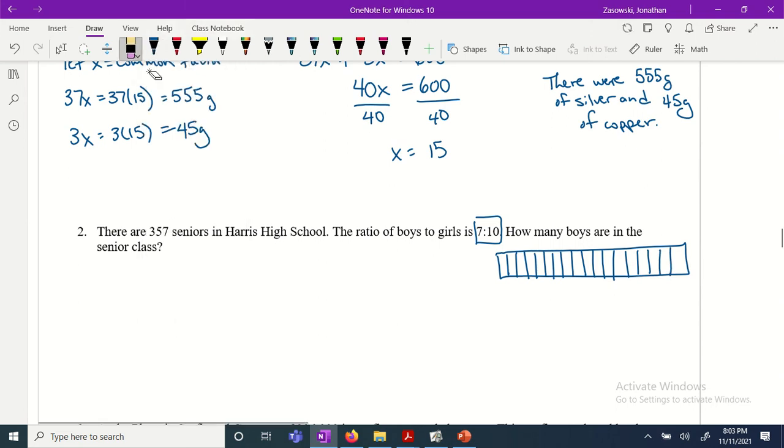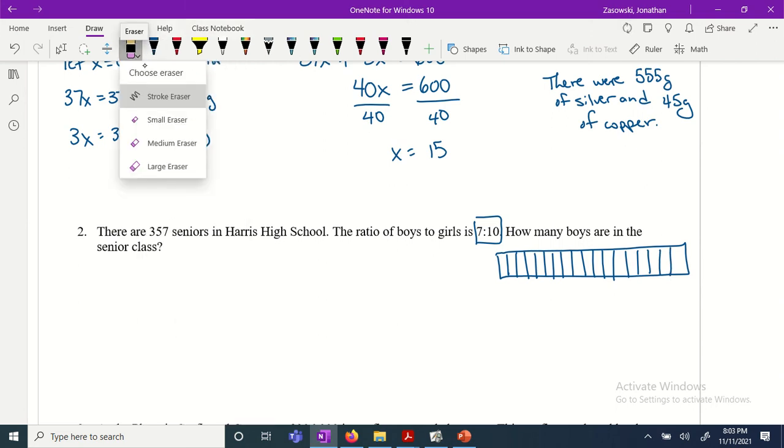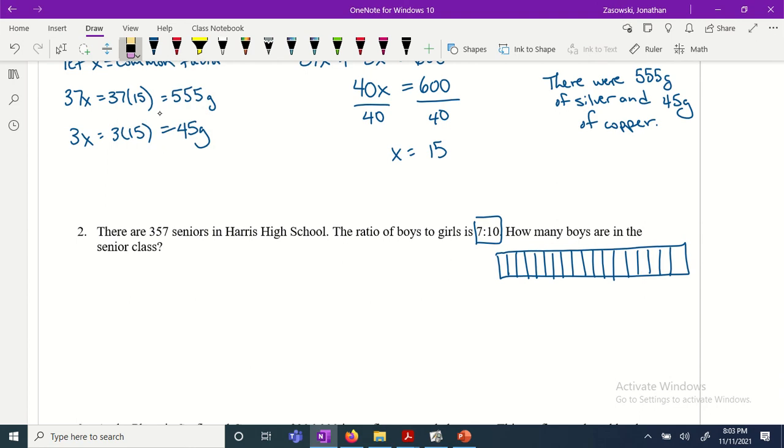All right, we basically have this situation. Give me a different eraser. Take a small guy. Here's 17 individual pieces. The first 7, 1, 2, 3, 4, 5, 6, 7, represents the ratio of boys, and then this 10 is the girls.